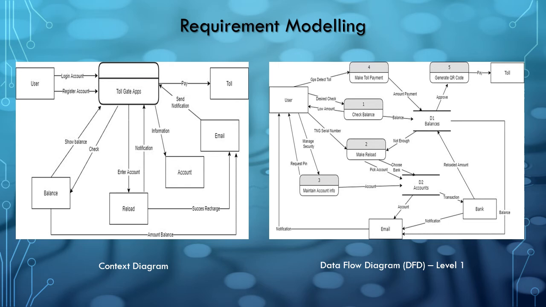In the data flow diagram level 1, we have 5 processes. Number 1 is check balance, 2 is make reload, 3 is maintain account info, 4 is make toll payment, and number 5 is generate QR code to pay the toll. And we have 2 data stores in DFD level 1. Number 1 is balance and number 2 is account.